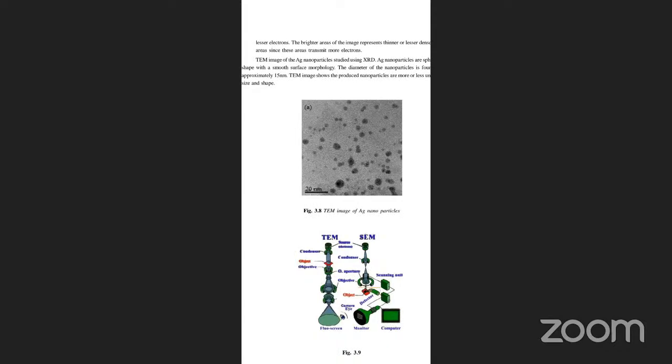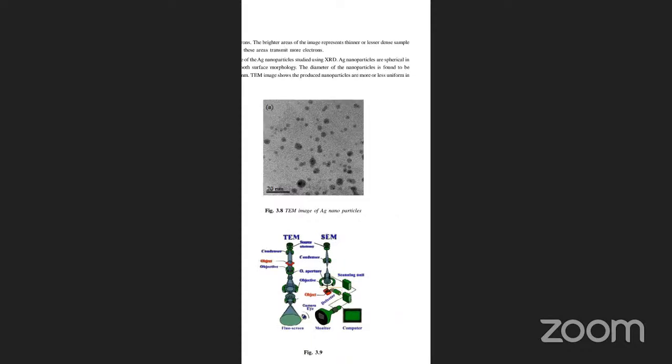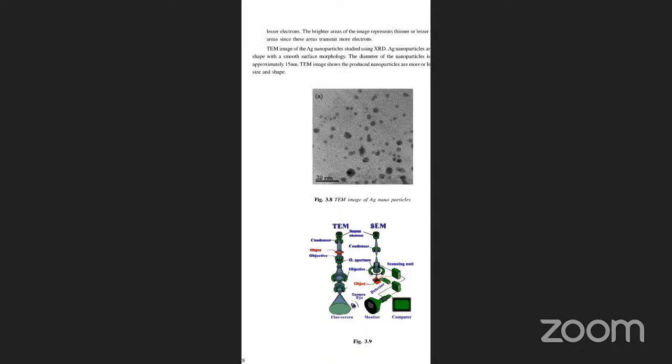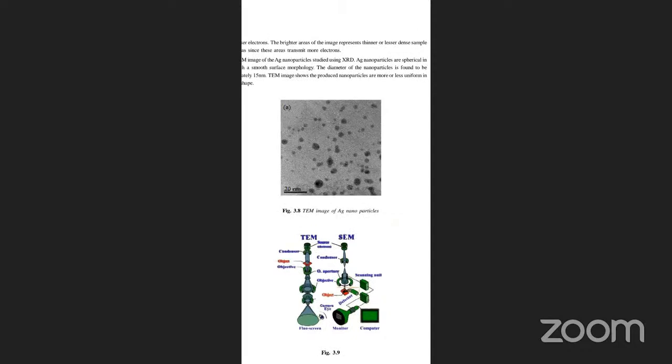Ag nanoparticles studied using XRD. Ag nanoparticles are spherical in shape with a smooth surface morphology. The diameter of the nanoparticles is found to be approximately 15 nanometers. The image shows the produced nanoparticles are more or less uniform in structure and shape.